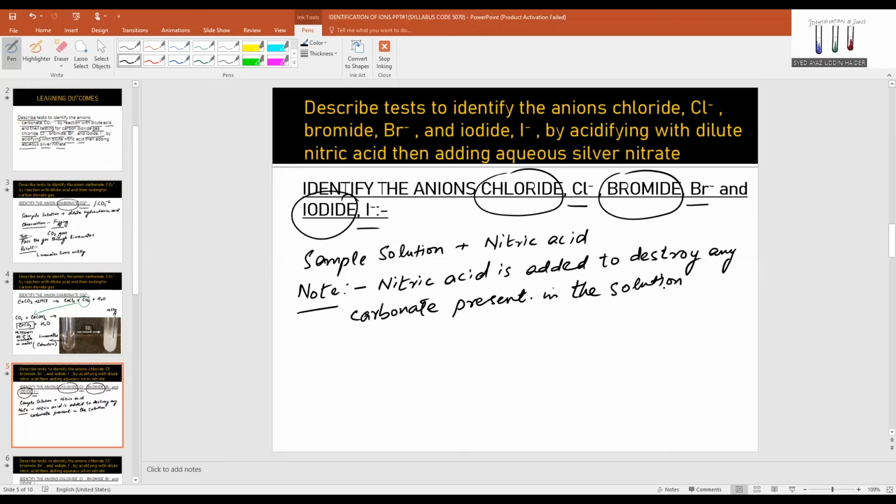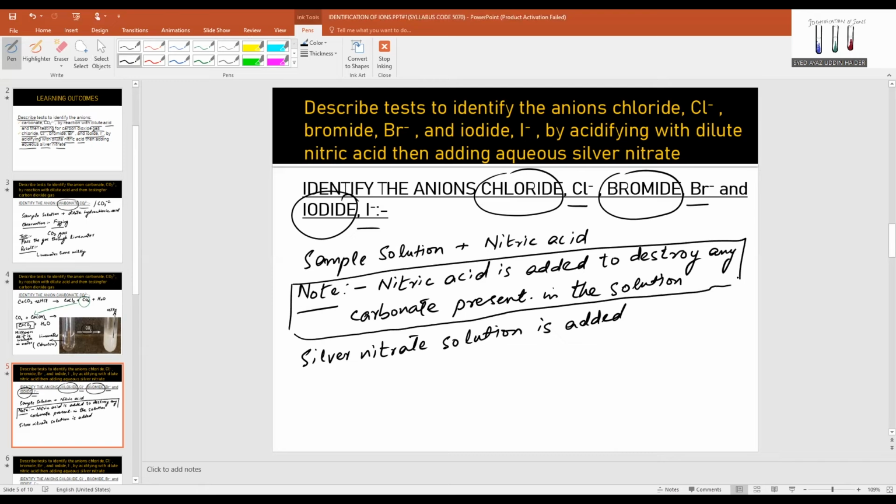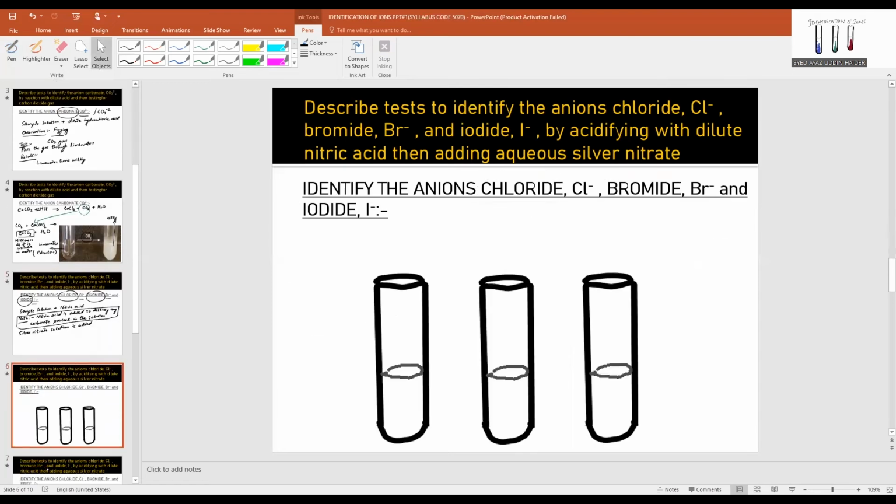Because carbonate will interfere with the test of these anions. Silver nitrate solution is added then. If chloride ion is present, then it will give white precipitate like this. This one shows chloride ion, Cl-. You see it's a white precipitate, there's no color.